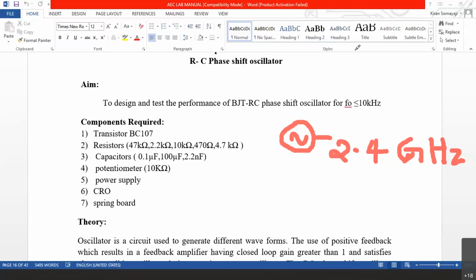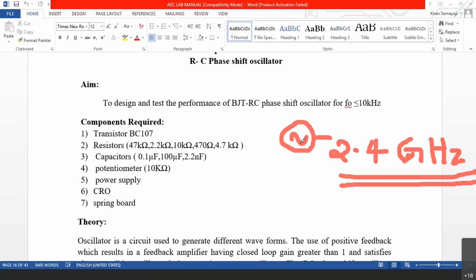decide the frequency of the feedback network now. Based on that, only that particular noise will be fed back. When that noise is fed back, that noise again gets amplified. Now that noise is a wanted noise for us. For example, in this case, this 2.4 gigahertz is wanted by us.